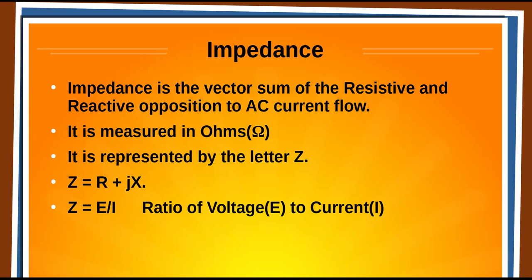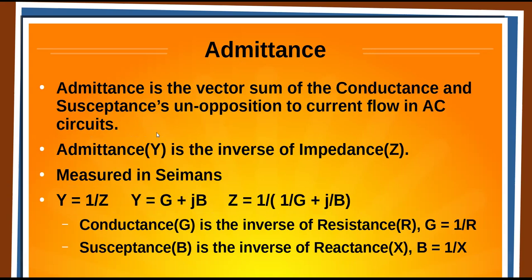And the impedance is the ratio of the voltage to the current in magnitude. Then they throw in a little bit about admittance, which sometimes it's easier to do things in the admittance world as opposed to impedance world.